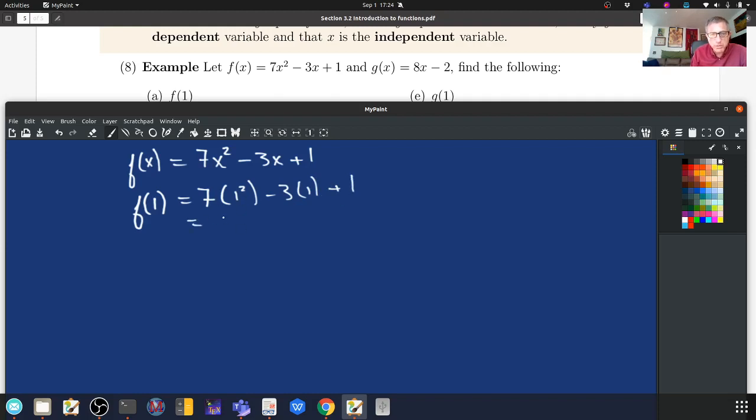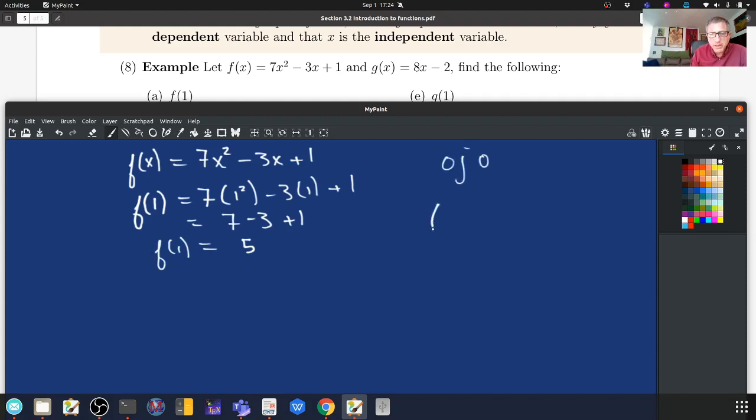1 times 1 is 1. 1 minus 3, that gives me minus 2, plus 1. So that gives me minus 1. So f of 1 is equal to 5. Now here is the thing.